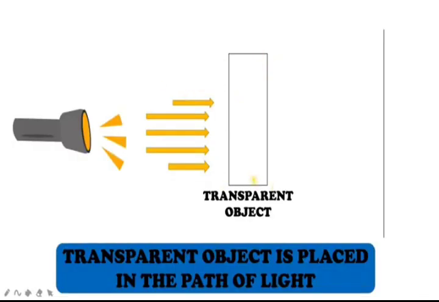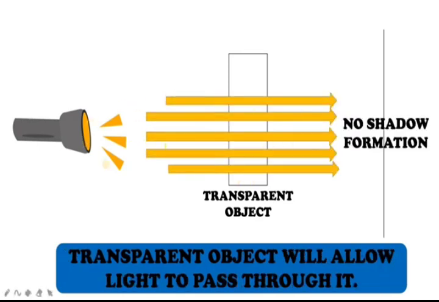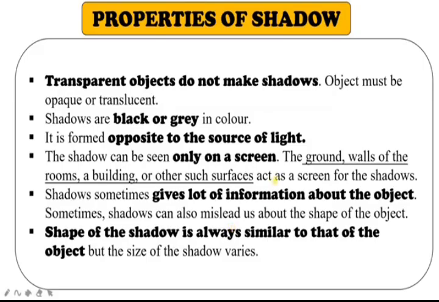Why? If the object is transparent, what happens? Light will directly pass through, and no shadow forms, no darkness gets formed. So you cannot place a transparent object to form a shadow. Remember the point: a transparent object will allow light to pass through it, so you cannot place any transparent object to form shadows. It never makes shadows. The object must be opaque or translucent.